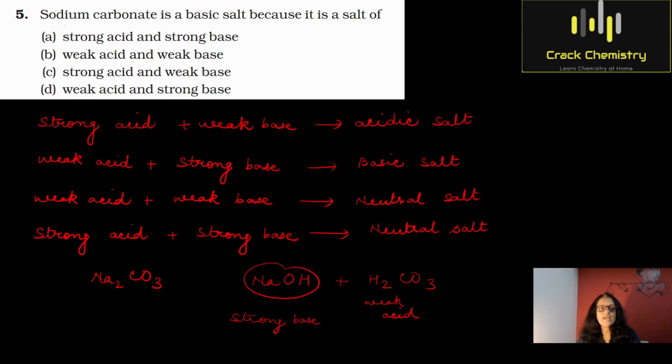So we can conclude that sodium carbonate is a basic salt because it is a salt of a strong base and a weak acid. So the correct option is option D. It is a salt of a weak acid and a strong base.